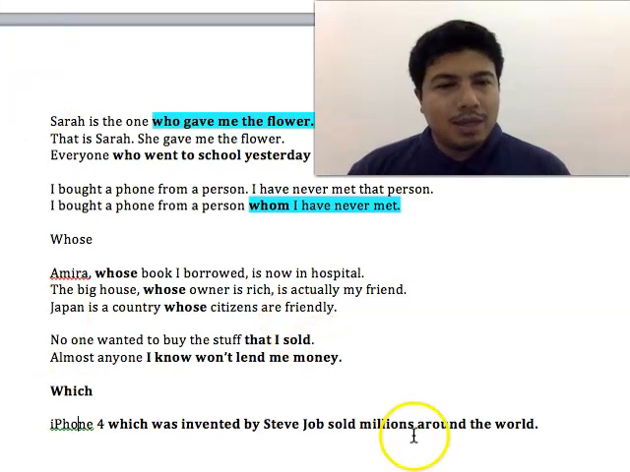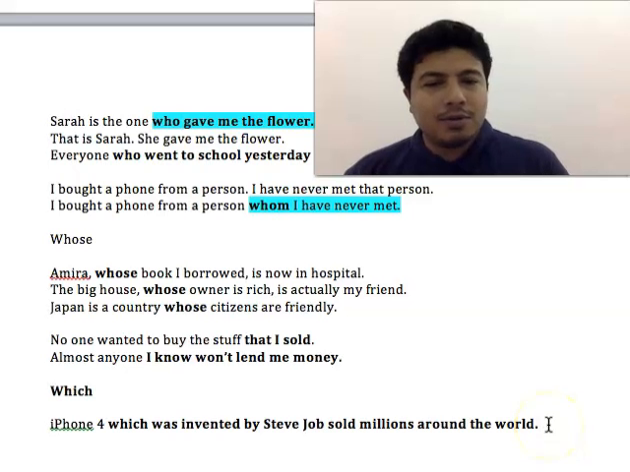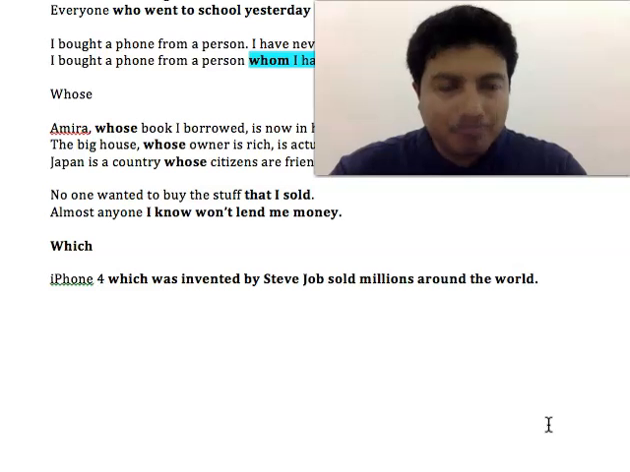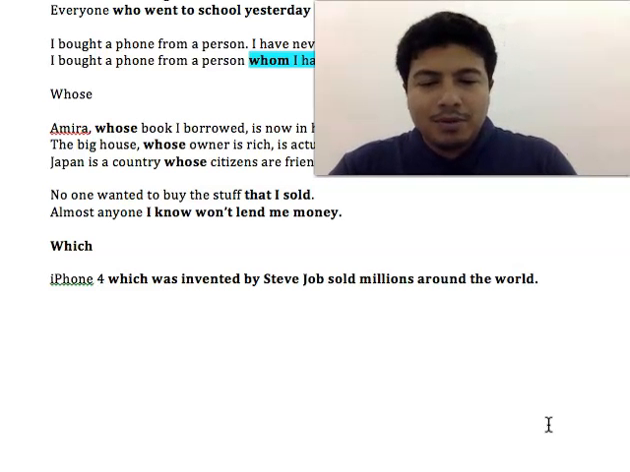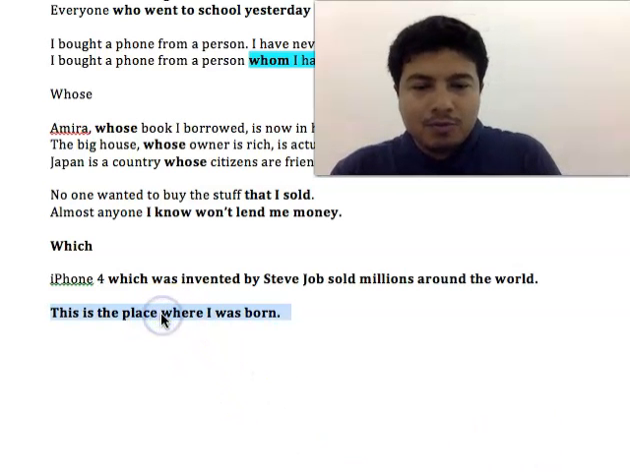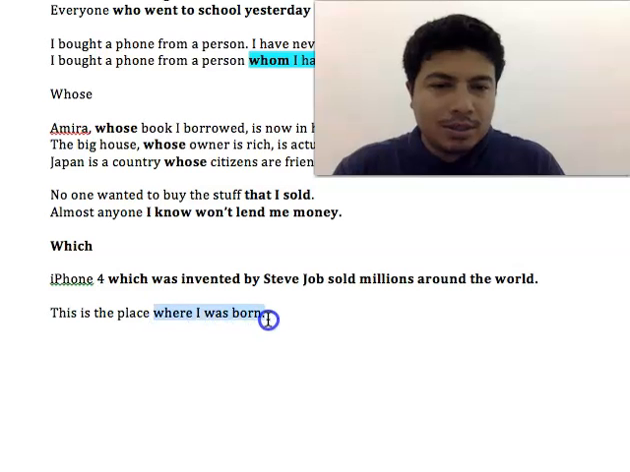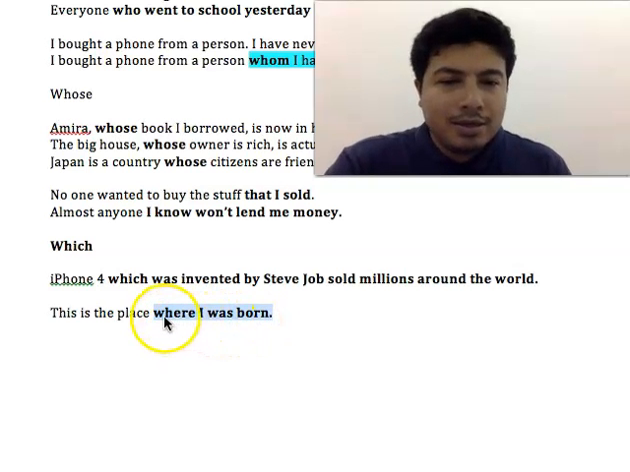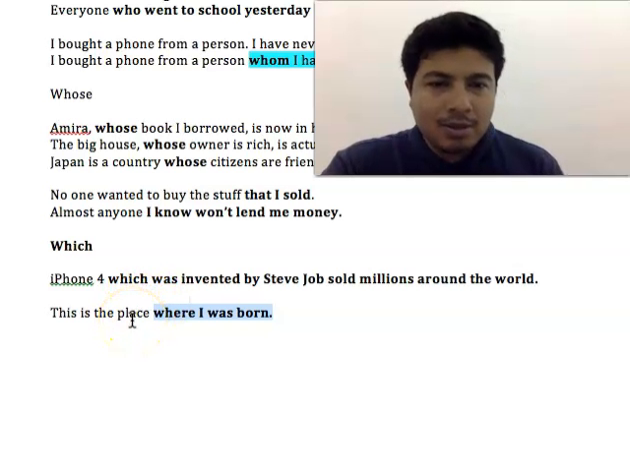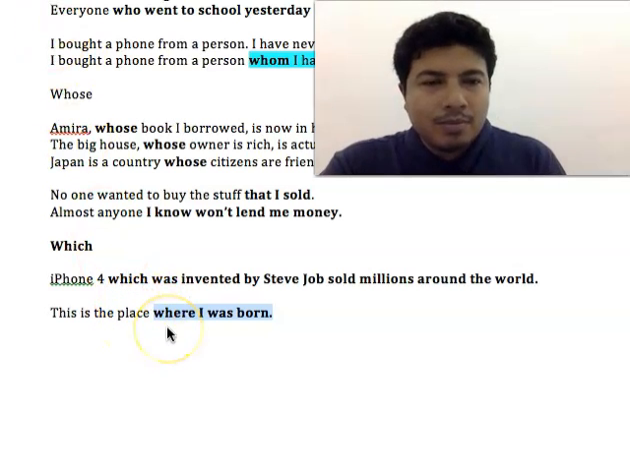Next, lastly, for adjective clauses, you can also talk about time and place. So for example, when you say this is the place where I was born. So this is the place where I was born. So this is the adjective clause. And this adjective clause refers to the place.